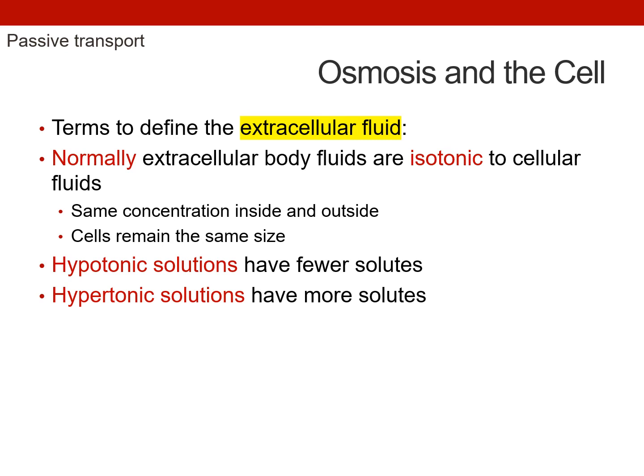Normally, extracellular body fluids are isotonic to the cellular fluids, which means they are the same concentration. So the cells remain the same size because there is no movement of water into or out of the cell. Hypotonic solutions have fewer solutes than those inside the cell, so water moves into the cell where there are more solutes. Hypertonic solutions have more solutes than those inside of the cell, so water moves out of the cell in the direction of the more solutes.